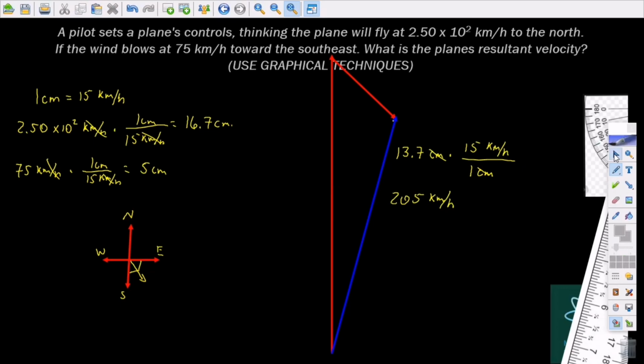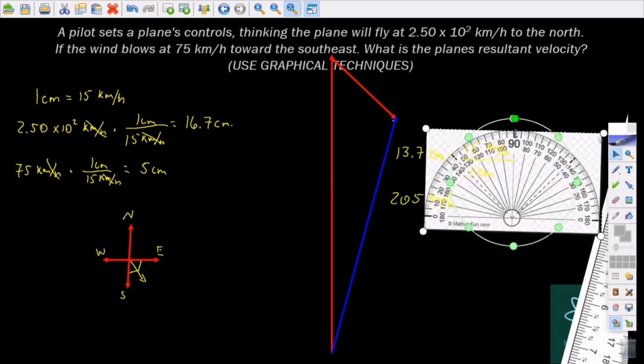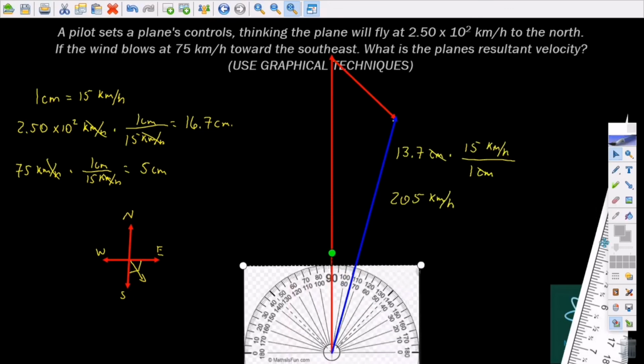I still need to find the direction. For the direction, I'm going to turn my protractor back to normal. There we go. And then we're going to measure our angle. But how are we going to measure our angle here? We're going to imagine an axis that belongs here. And our angle is actually this one here. And as you can see, your angle is approximately 75 degrees. And it's moving to the north, right? So it would be north of east.